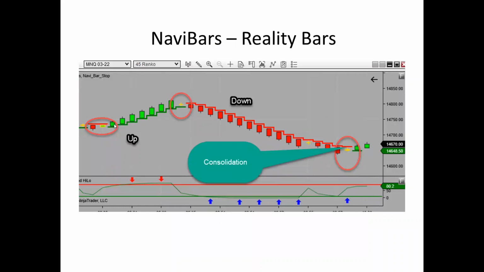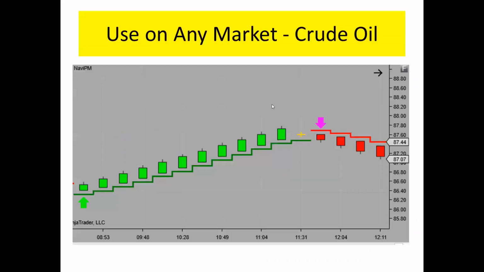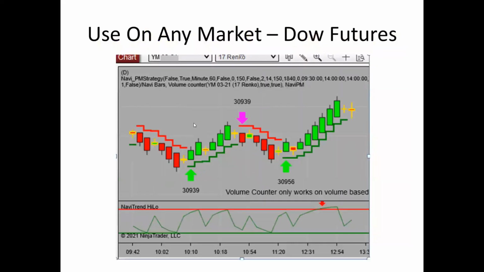All right, so I call these charts reality bars. If you're in a short trade and the bars are red, and the bars turn back to green, you need to get out of that short trade and reverse to the long side. The charts can be used on any market. Here's a crude oil chart. Green arrow is a buy signal, magenta arrow is a sell signal, so we can use them on any market.